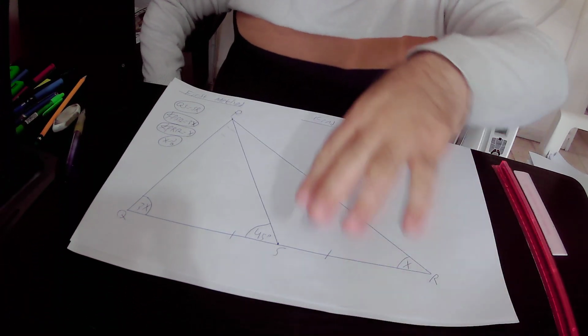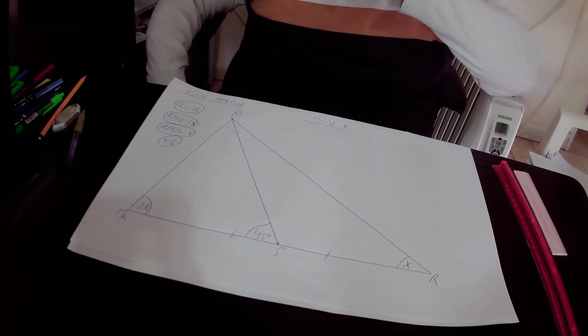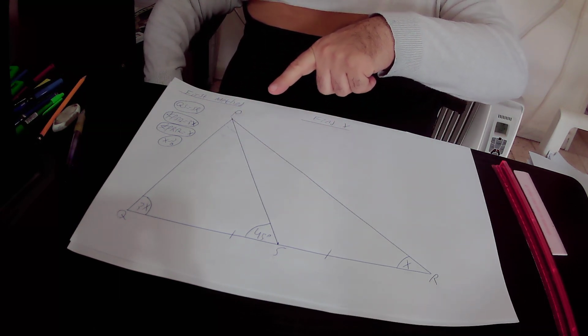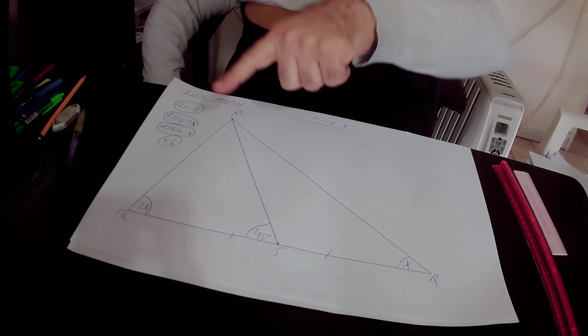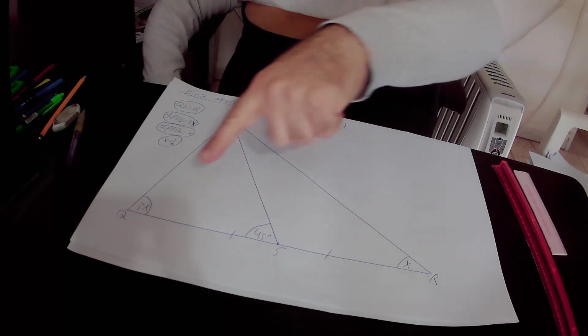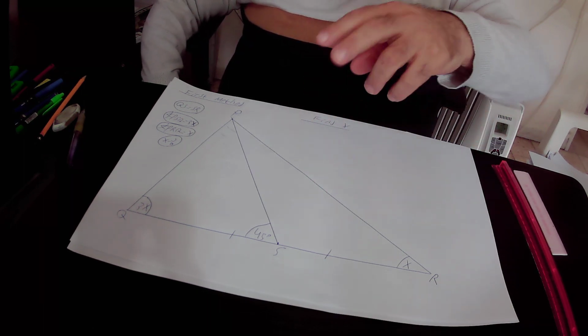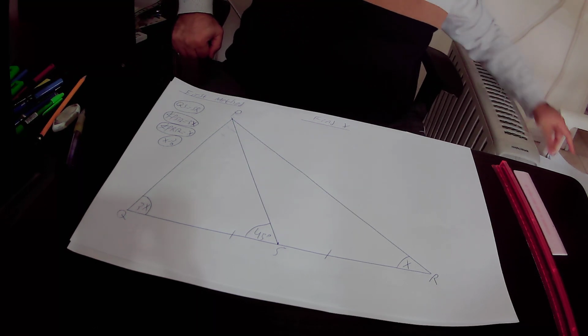Hello, in this lecture we will find out the value of angle x using two different methods. In the drawing we have triangle PQR. We know that QS equals SR. We also know that angle PSQ equals 45 degrees, angle PQR equals 3x, and angle PRS equals x, and we want to find out the value of angle x. So we'll start with the first method.